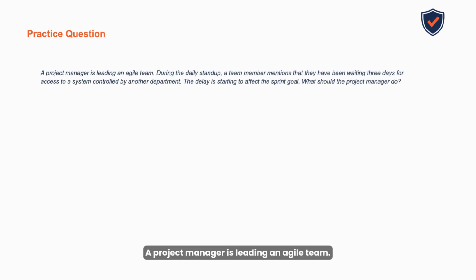Question. A project manager is leading an Agile team. During the daily stand-up, a team member mentions that they have been waiting 3 days for access to a system controlled by another department. The delay is starting to affect the sprint goal. What should the project manager do?